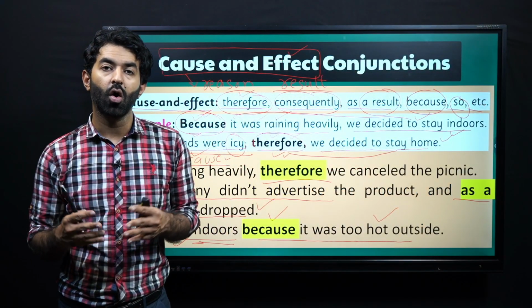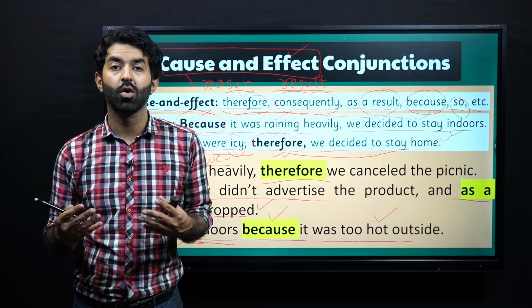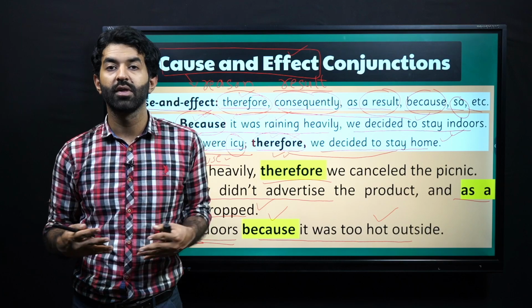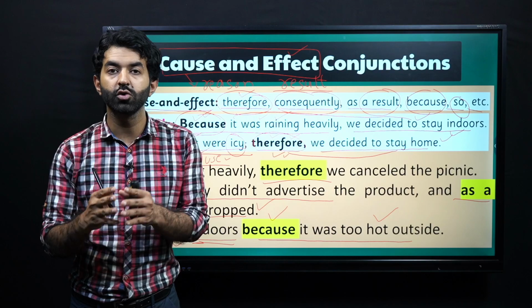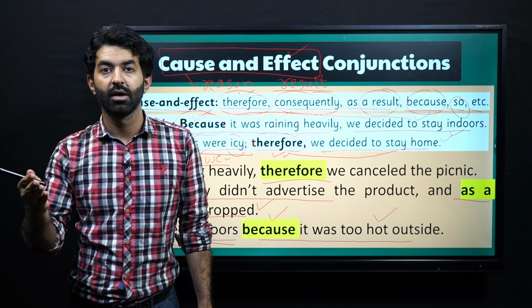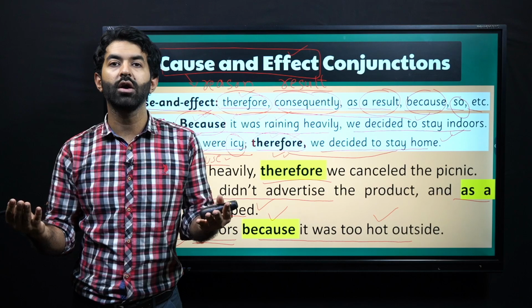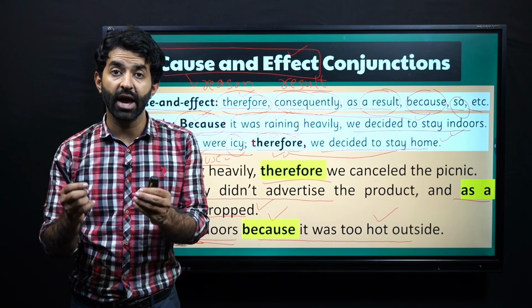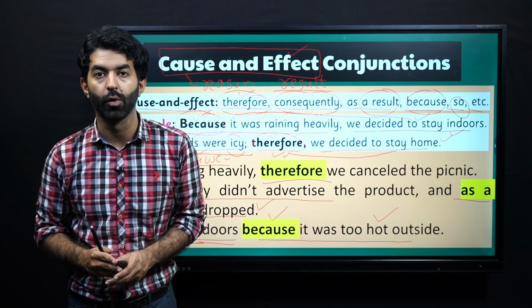So students, all these words, therefore, because, as a result, consequently, and so, they are showing us cause and effect relationship. So whenever you want to show reason and then the effect of that action, we can use cause and effect conjunctions or transitional devices. Now it's time for you to practice them and make more sentences of your own.